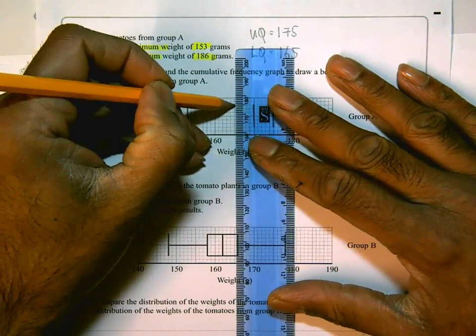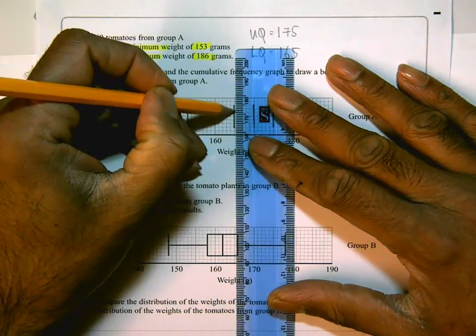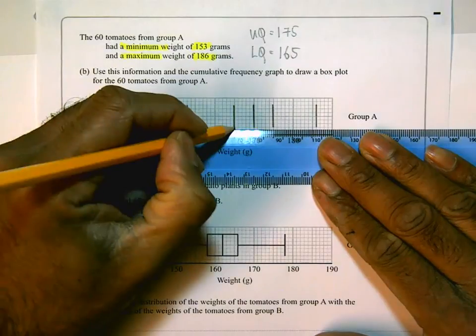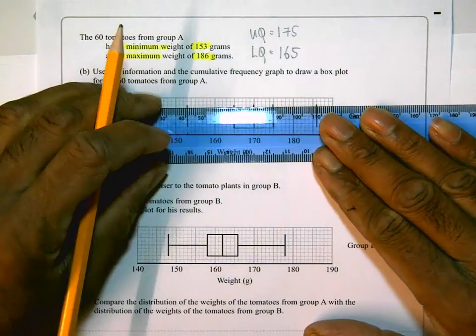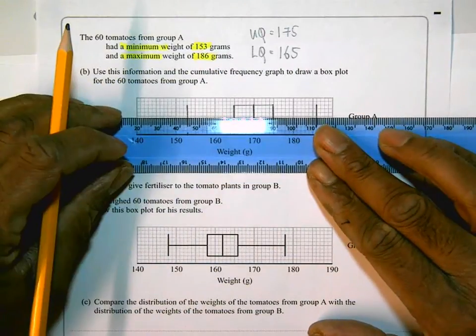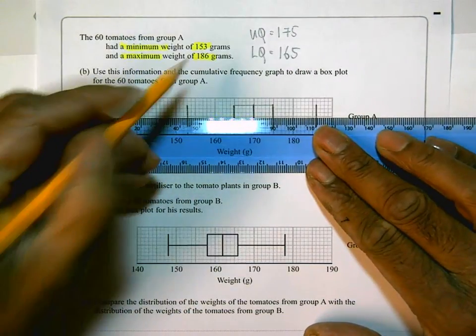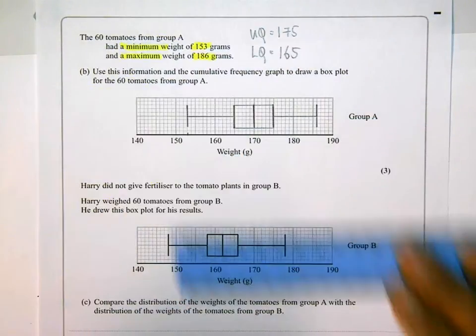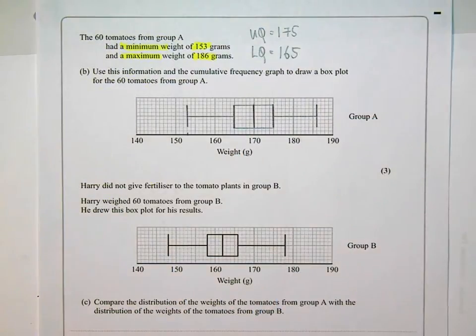And now this is the completion of my box plot. There's my box, and there are the two lines going out to the minimum value and then going out to the maximum value, and that is my complete box plot with all the information given and all the answers there, and that's an easy 3 marks.